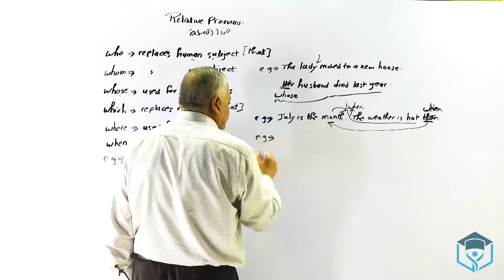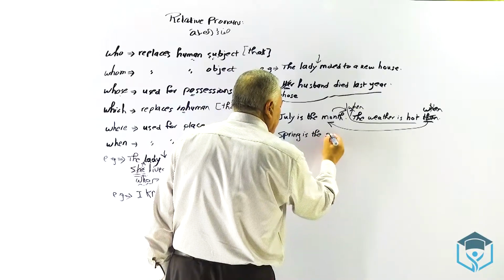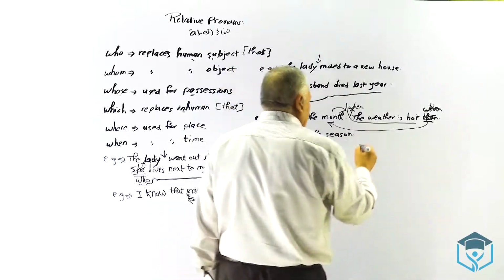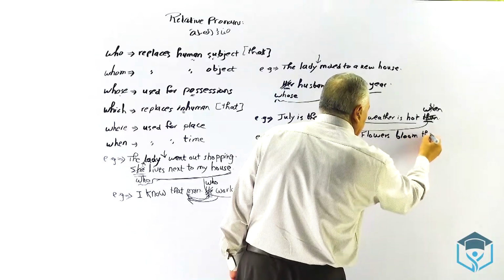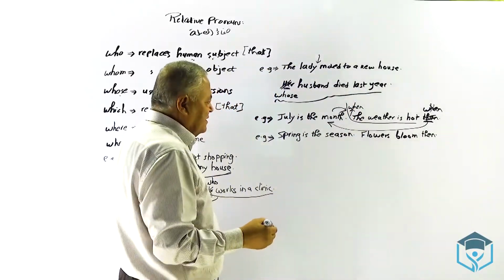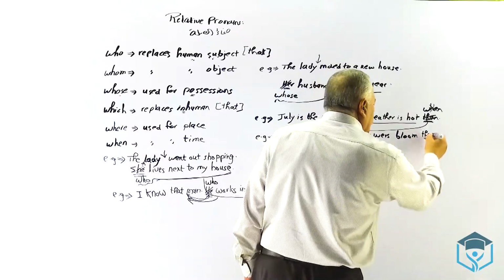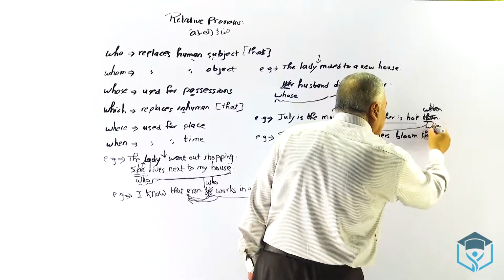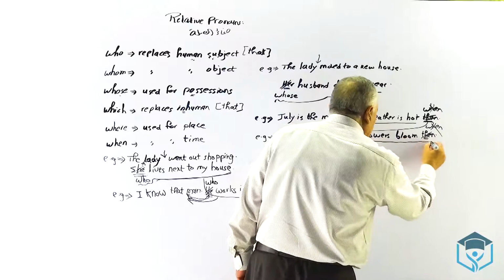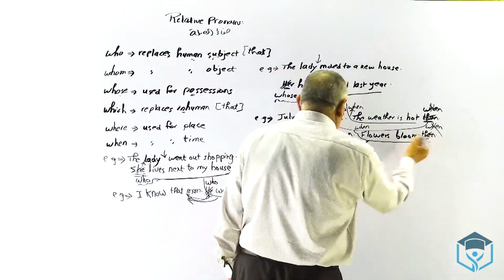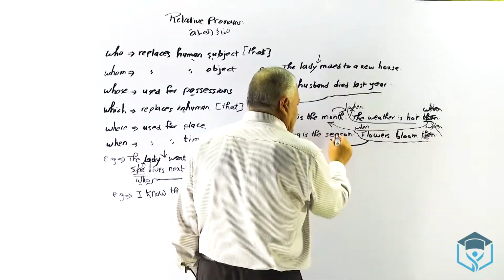Next example. Spring is the season. Flowers bloom then. Bloom means flowers open up. Spring is the season. Flowers bloom then. The word then again is a time word, and because it refers to time, drop it and use when. And because when comes last in a sentence, leave it out and put it first. Here, when. Then this clause comes next to the noun, the season. Then here refers to the season. So I say, spring is the season when flowers bloom.